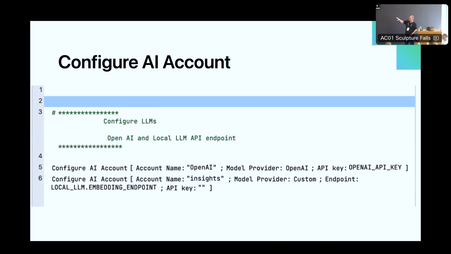So we've got the configure AI account script step. You can see we've got 2 variations of it. The first one, line 5, is using the model provider OpenAI, and the second one on line 6 is using a custom provider.